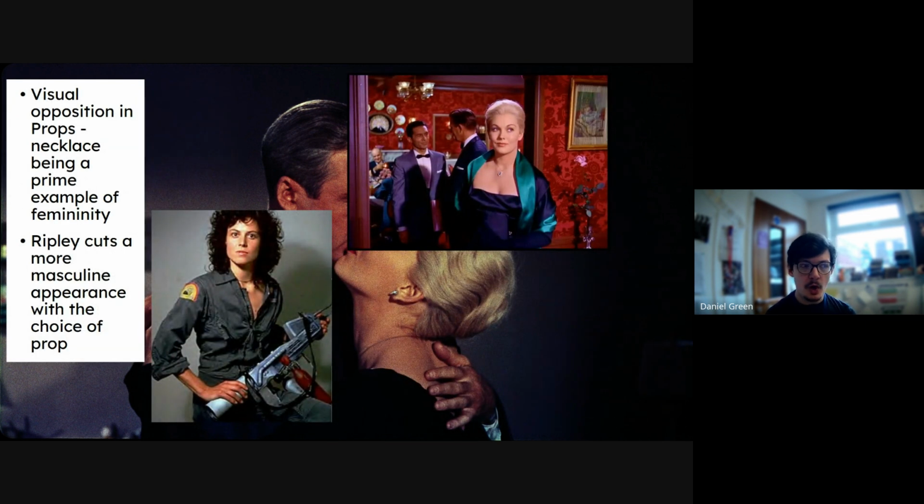And also the visual opposition in props. So the use of a necklace for Madeline, it becomes a really important symbol in the film. But the necklace itself is very feminine. It draws attention to the neck and chest area, which is always exposed with Madeline because she is this sex object. But Ripley cuts a more masculine appearance because she's often seen with props such as guns and flamethrowers and so on. And even that extends to Aliens, the second film, where she again takes on that role of being more masculine in appearance with the choice of props.